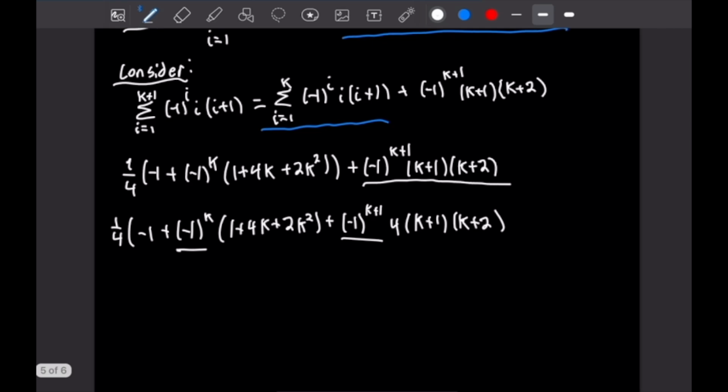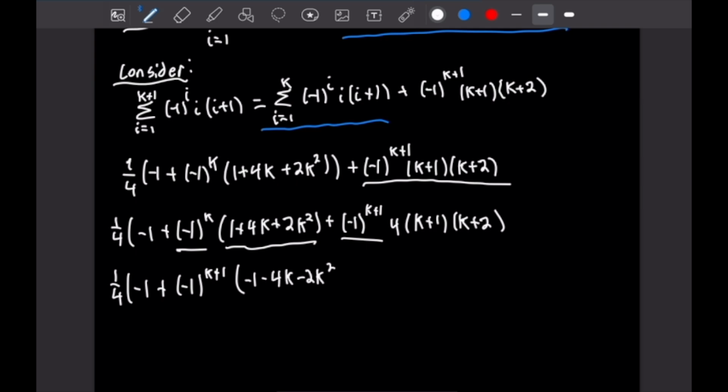And so when we do that, we'll get 1/4 times negative 1 out front like usual, and then we will have plus negative 1 to the k plus first, and that will be multiplied into, we will pick up a negative for our terms on this side, as we have factored out a negative 1 to the k plus 1 from that, and that will be the same as multiplying by 1 over negative 1. So we will have negative 1 minus 4k minus 2k squared, and then for our other term we will have plus 4 times k plus 1 times k plus 2.